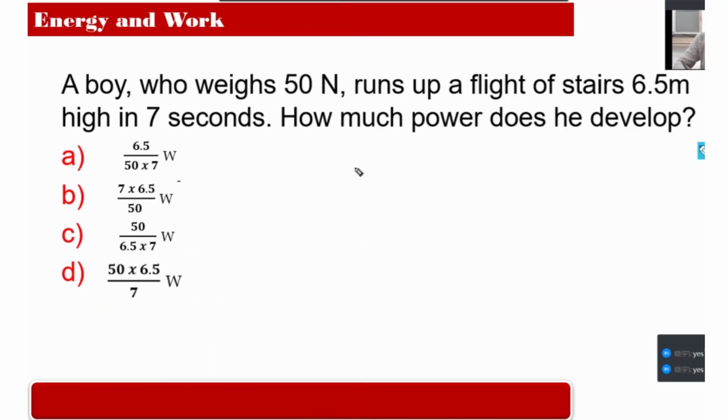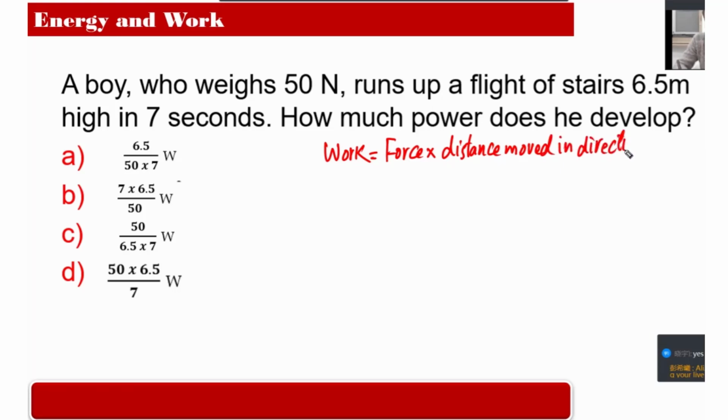Today's class we will discuss work. Do you know what work done is and how we calculate it? Work is equal to force times distance moved in the direction of force. This is how we can define work done.